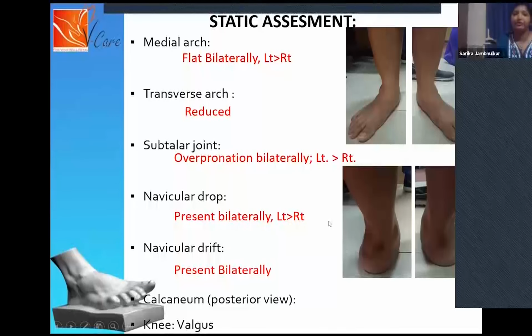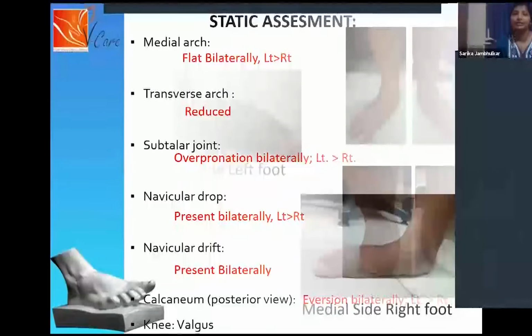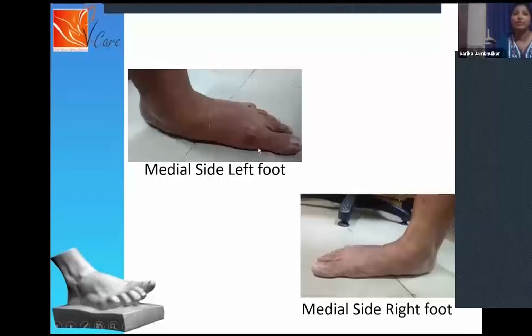Navicular drift is also present. You can see the flat feet, it's a kind of grade 2 flat feet. The calcaneus is in eversion, and the knees are in valgus. Now, this is the left foot and the right foot. You see the arch is flattened on both sides, but particularly on the left side, there is significant swelling. This swelling and the tenderness around this area suggest the diagnosis of tibialis posterior tendinopathy.